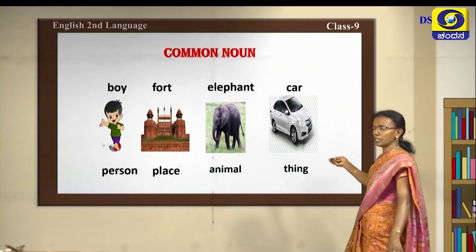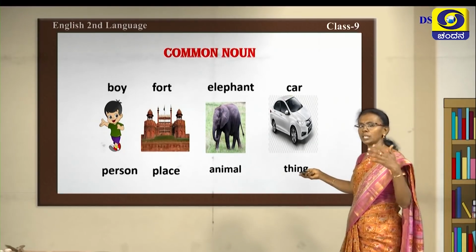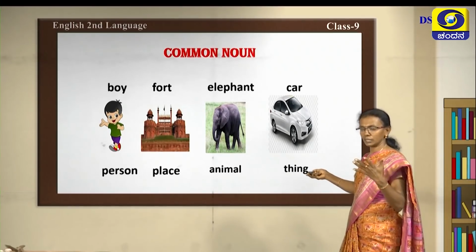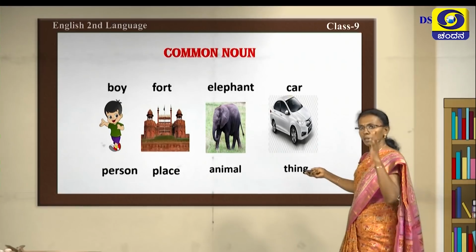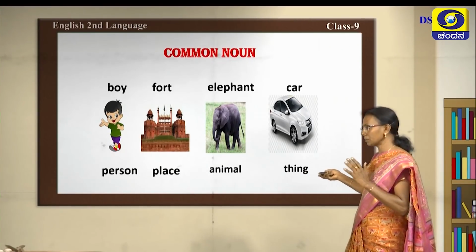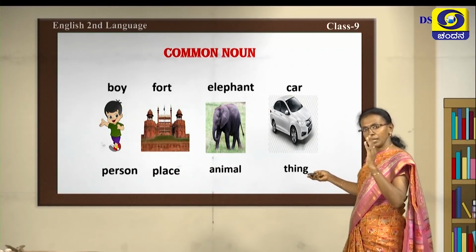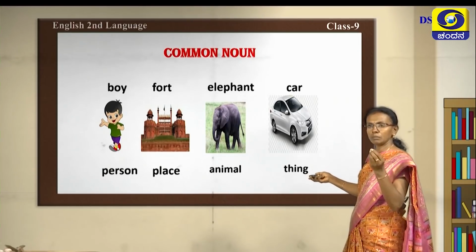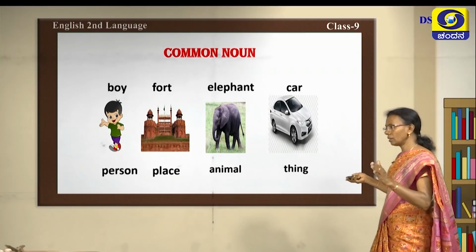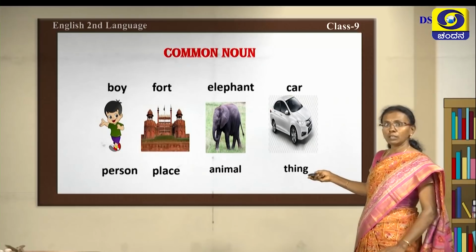What this resembles is, if you call any boy, he will be boy and he will reply to you because all are boys in common. So, all these like fort, if you name it, that becomes specific, but if you don't name it, that will be in common. Animals, if you name it, that becomes specific, otherwise it will be in common. Even the objects, if you name it, that becomes specific, otherwise it will be in common.